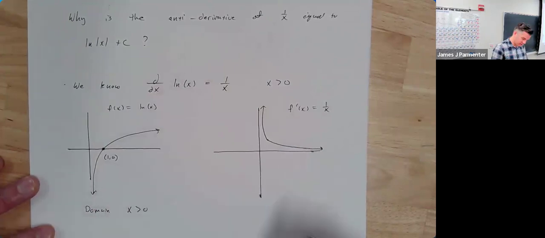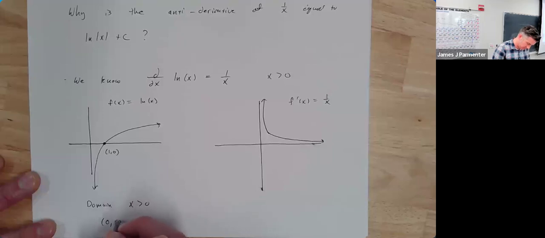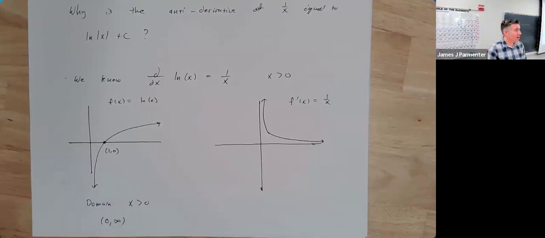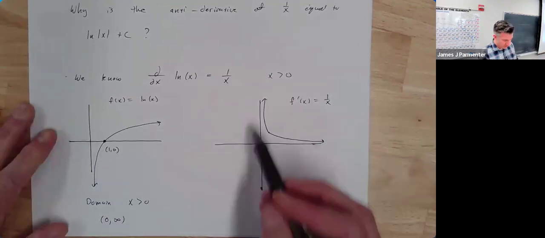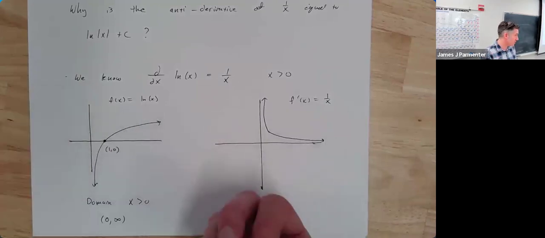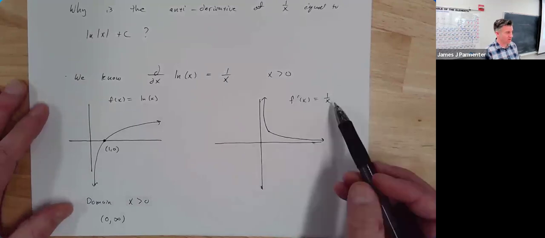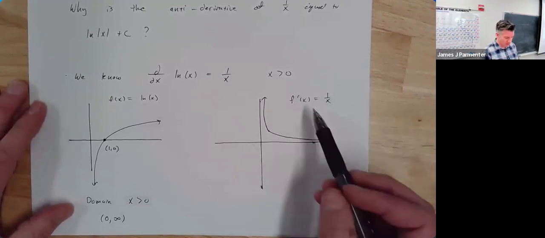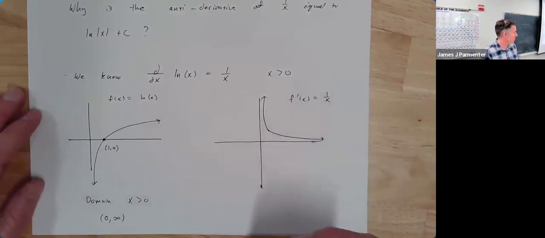So here, the domain is naturally x greater than 0, or if you want to use interval notation, 0 to infinity. But for a function to be differentiable, it has to exist. It has to be defined, and it has to be continuous as well. So for this derivative to exist, it can only exist where the original function was defined in the first place. That's why when we talk about the derivative being 1 over x, we're limiting ourselves to 1 over x when x is greater than 0.